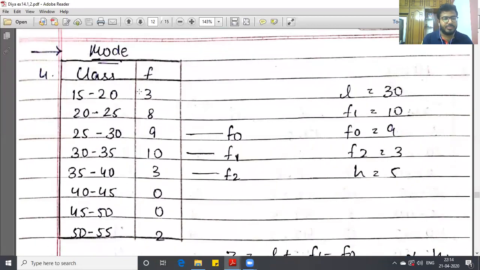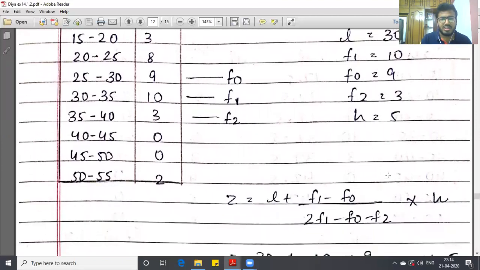So 15 to 20, the class we have written and the frequency written. Okay, in this, the highest frequency is how much? 10. So 30 to 35 is the model class. 30 is the lower limit. f1 is 10, f0 will be 9 and f2 will be 3 accordingly. Hope you understood. And the class size is how much? The difference is 5. So h is 5.